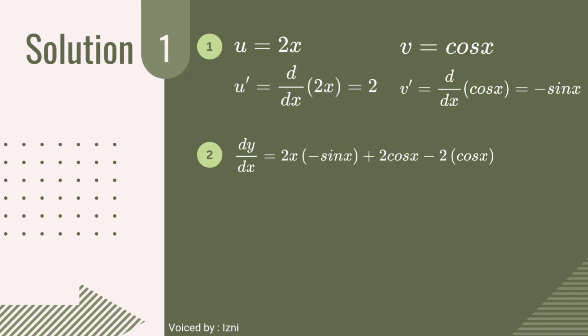Next, we include the derivative of the second term, which is negative 2 sin x, equals to negative 2 cos x. Putting everything together, dy/dx equals to 2 cos x minus 2x sin x minus 2 cos x. The 2 cos x terms cancel out, leaving dy/dx equals to negative 2x sin x.